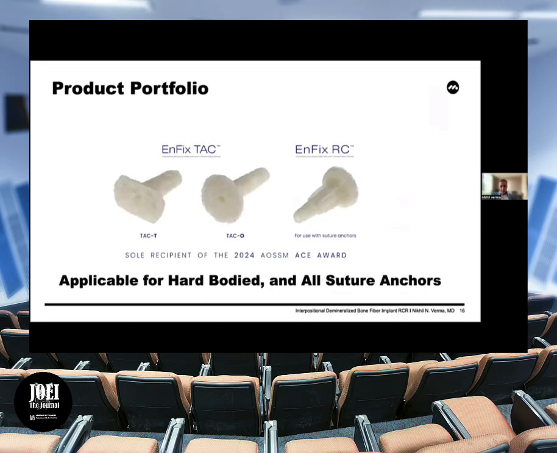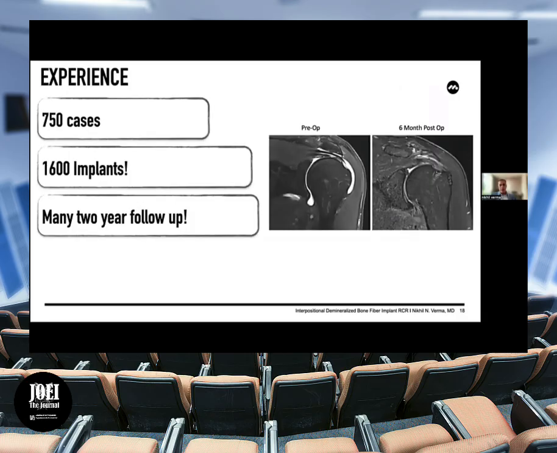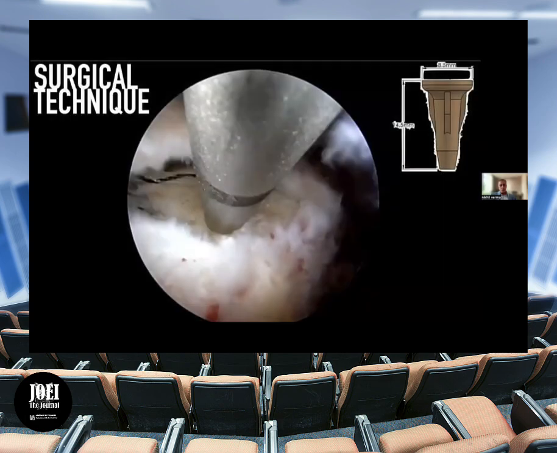As a result, we were able to develop a widespread product portfolio that's available for use whether you use hard body anchors or all suture anchors, whether you want to integrate the product into your anchor or use it separate from the anchor, whether you've got a small amount of exposed tuberosity or a larger tear with a larger amount of exposed tuberosity. This has been available since July 2023, with a gradual launch over time. Ashish is going to share with you some of the preliminary data we have regarding outcomes for patients, as well as the MRI appearance of what these tears look like. But just to give you a sense of the widespread use, about 750 cases per day to about 1,600 implants, and approaching 1 to 2 year follow-up for many of these patients. So, robust clinical data.